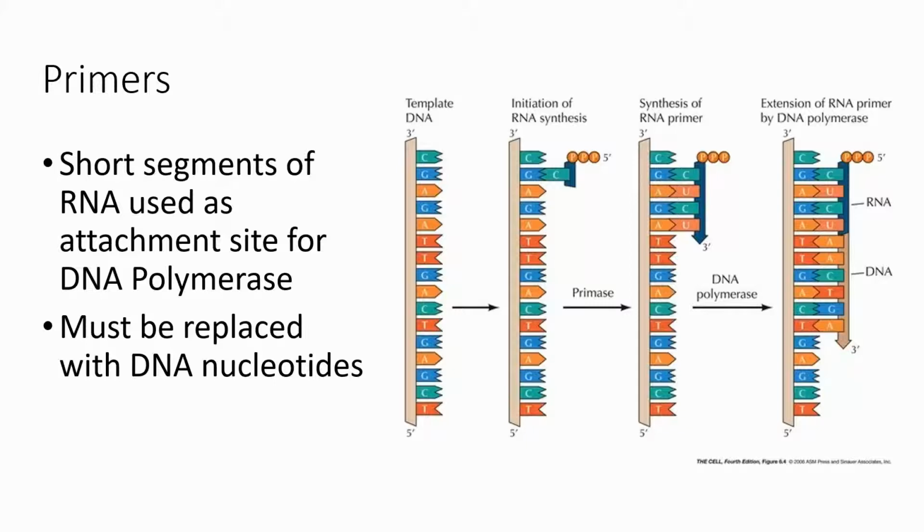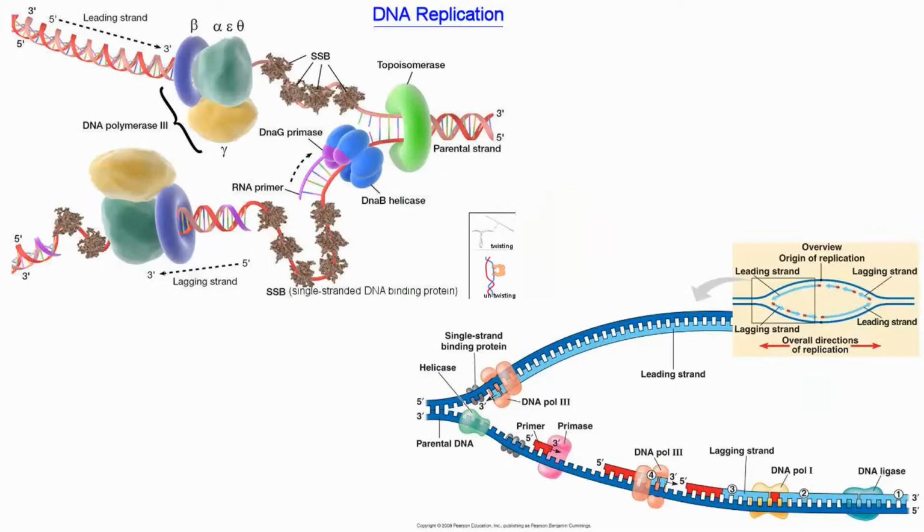So this all starts out when an RNA primer is laid down. That is going to be created by an enzyme called primase. It is going to set this small RNA primer in place, which is necessary for DNA polymerase to later attach and start adding in new nucleotides. It'll later have to be replaced by DNA.